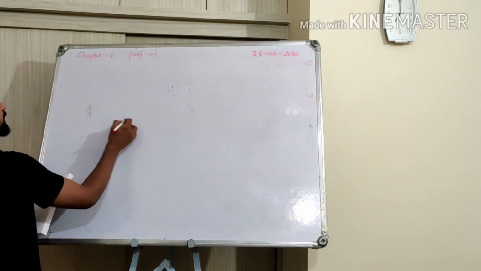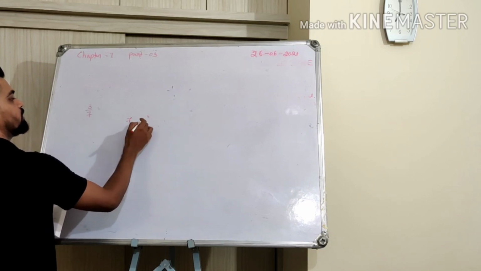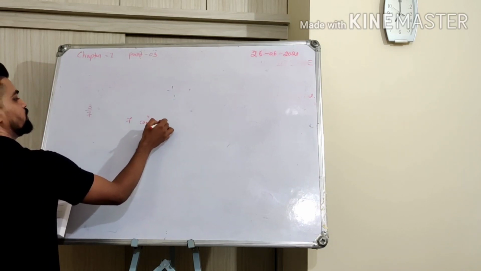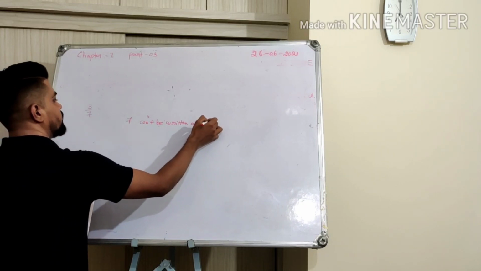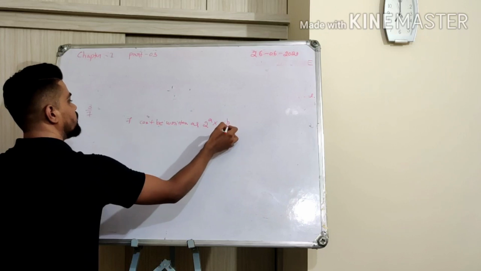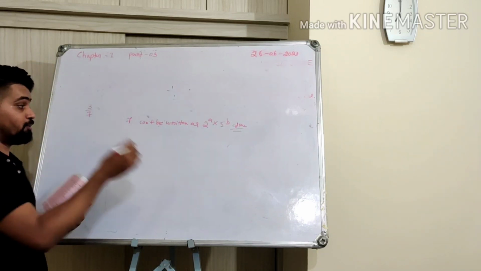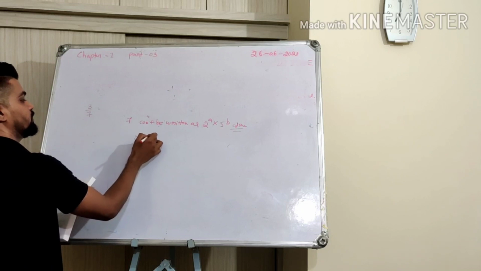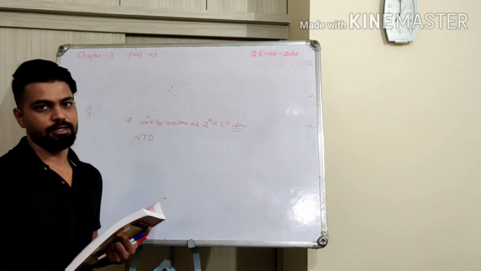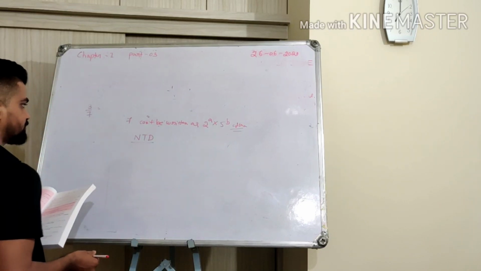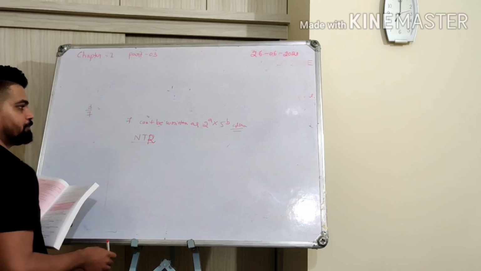I can clearly say 7 cannot be written as 2 power a into 5 power b alone. So as we cannot write it in this format, this is a non-terminating decimal, or non-terminating recurring, we can say. Okay, it will be repeating.